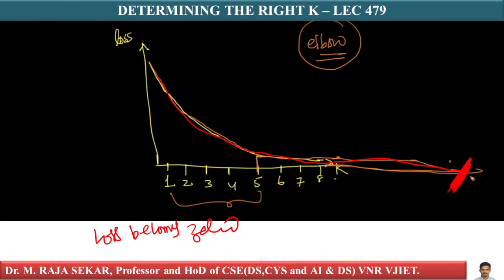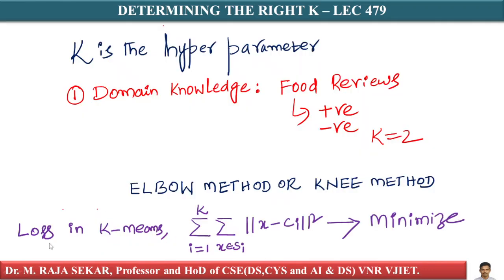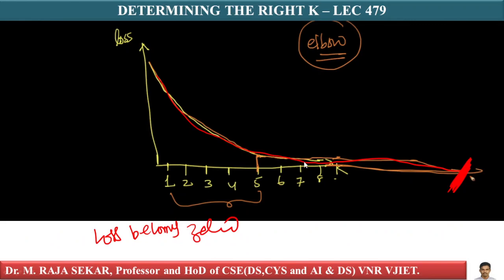Why? Because just see this distance. Every point is a cluster, so if every point is a cluster onto itself, the distance of the point from the centroid is 0, because every point itself is the cluster. If every point is a cluster onto itself, the distance of the point from the cluster centroid is 0. That's why when k equal to n, your loss becomes 0.